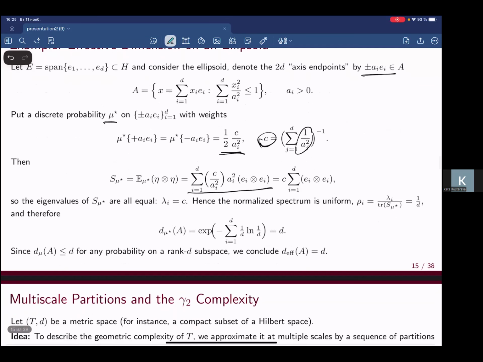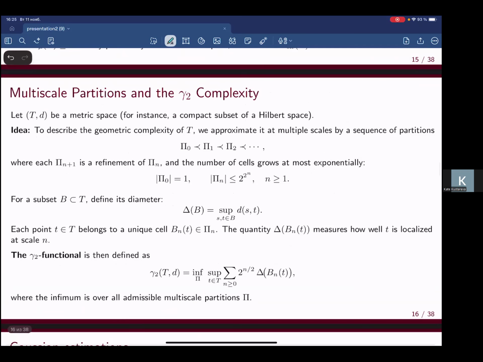Okay, the next one is the gamma 2 functional, which was introduced by Michel Talagrand to describe the multi-scale geometric structure of metric spaces and to connect it with the behavior of Gaussian processes. So now let's see how it's constructed. We start with some metric space (T, d). For instance, you can think of T as a compact subset of a Hilbert space.